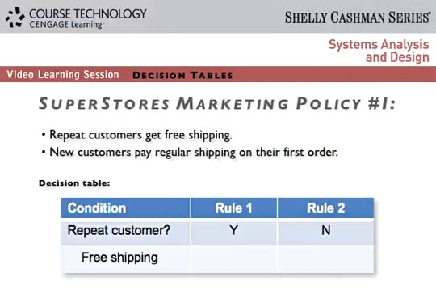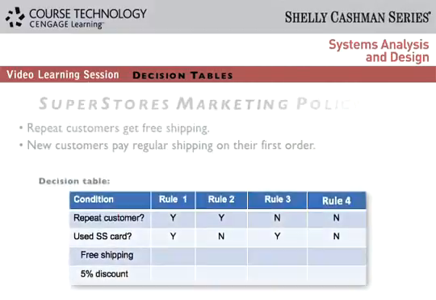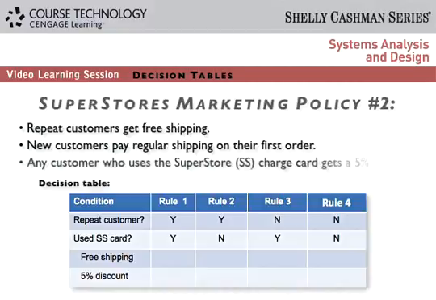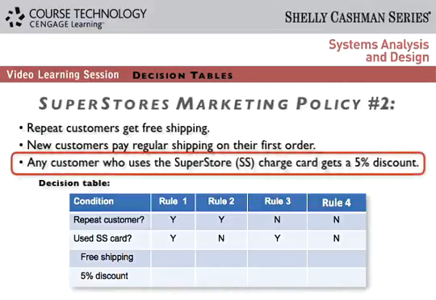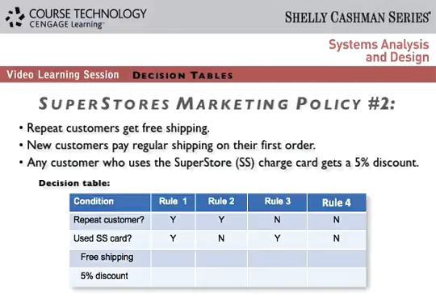Let's add the outcomes. In Rule 1, repeat customers get free shipping, so we'll enter Y for yes. In Rule 2, new customers don't get free shipping, so we'll enter N for no. Marketing also decided to promote the company's Superstore charge card. The free shipping policy is the same, but now any customer who uses the charge card gets a 5% discount. The table now has 2 conditions, which means 4 rules, because there are 4 possible combinations of yes and no.